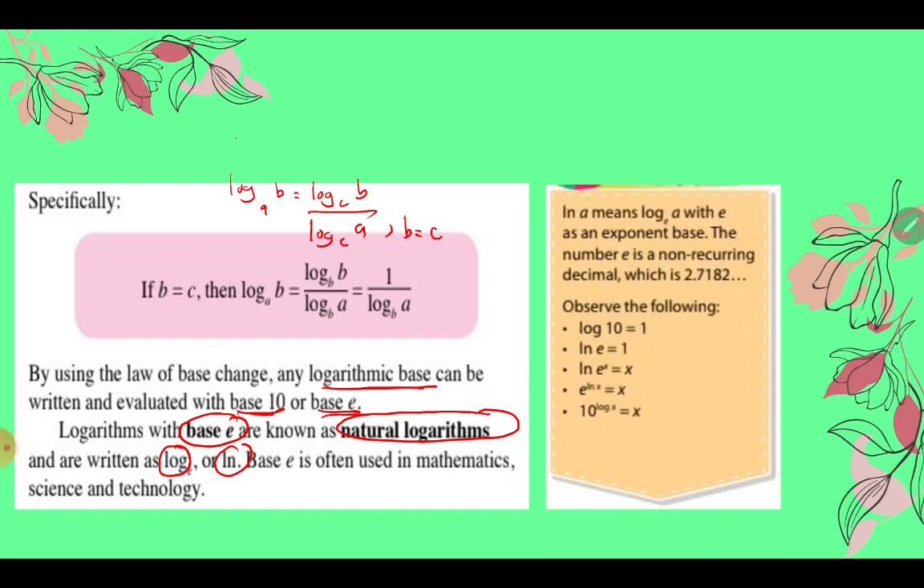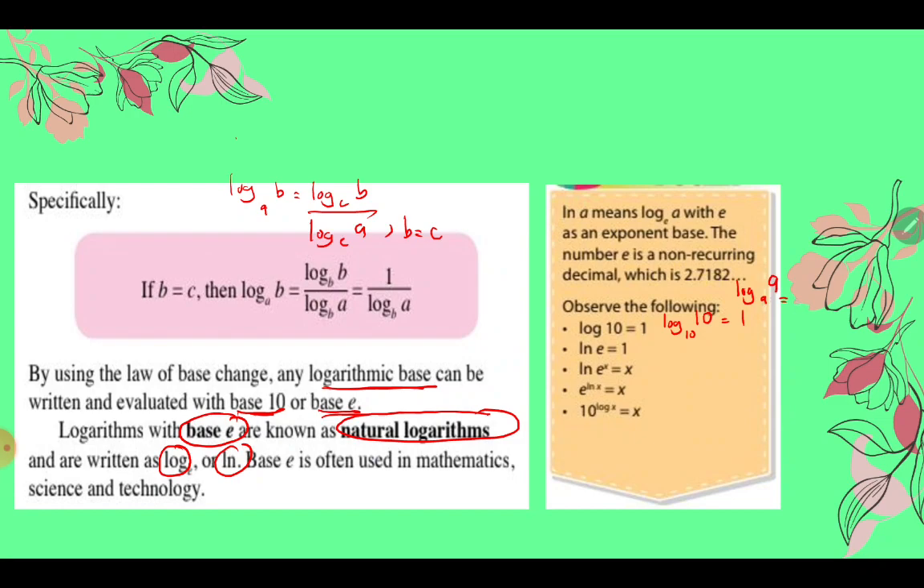Next, ln A means log A base e, with e as the exponent base. The number e is a non-recurring decimal, which is 2.7182... So observe the following. log 10 is equal to 1 because log 10 base 10 equals 1. So before, we know that when we have log A, this base is the same.